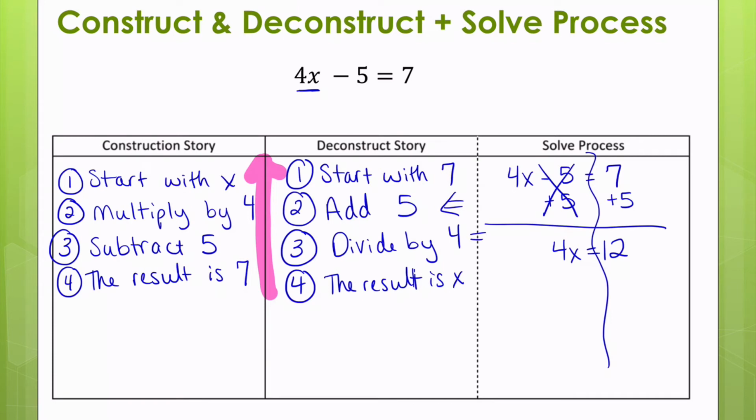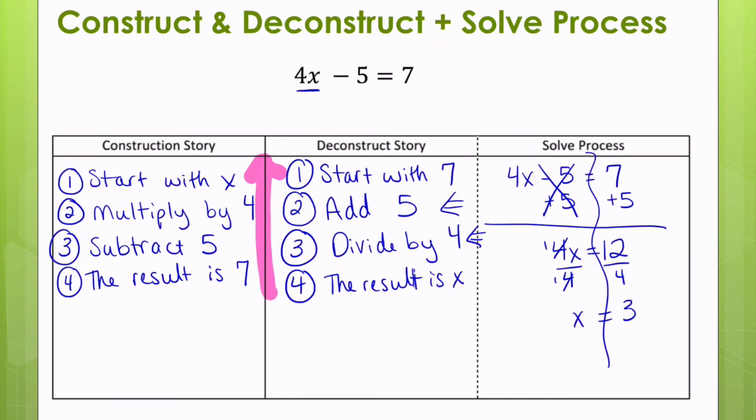Then the next step says I need to divide by 4, so I'm going to divide by 4 and divide by 4. I get x equals 3. That's the result of x. Let's look at what you need to actually enter into MathAS now.